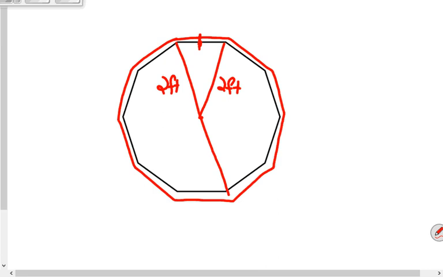Now, what I'm going to do is draw a line here through the center. Now, if I draw that line, guess what this is? A right triangle. Correct. And we know that if this is 2 feet, what's the center from the edge to the center?